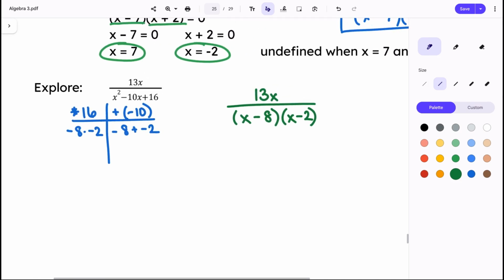But what values can x not be equal to? Good, 8 and 2, because you just set those two bottom pieces equal to 0. So if you needed to do that, especially if they were more complex pieces when you were factoring, you'd set these both equal to 0, you'd solve, you get 8 and 2.